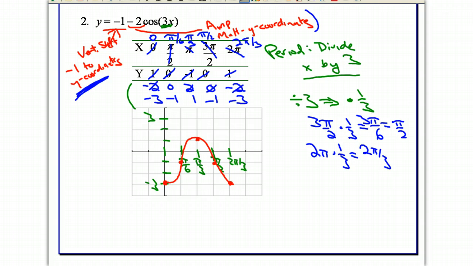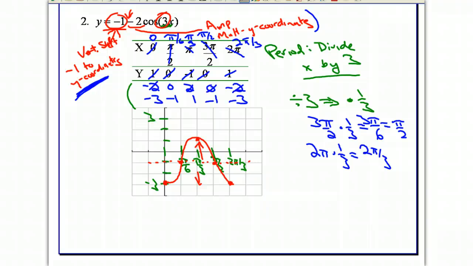And we've got our graph. Again, you can kind of see the negative working its way in there. It flips over our cosine graph. We can see it's shifted down 1, so the middle of our graph is now at -1. And you can see the amplitude is up 2 and down 2. And you can see that it's now occurring 3 times faster.